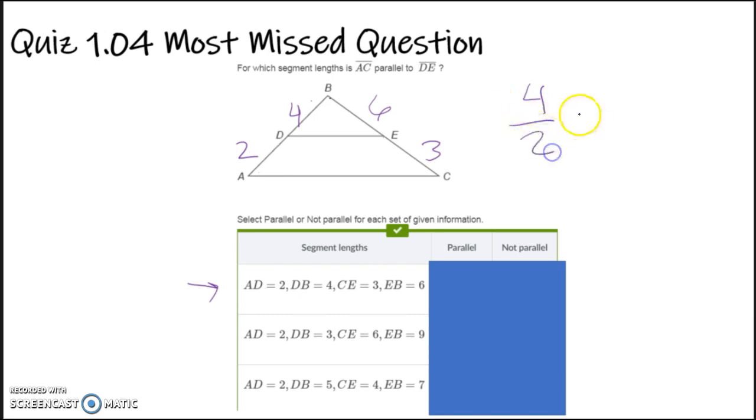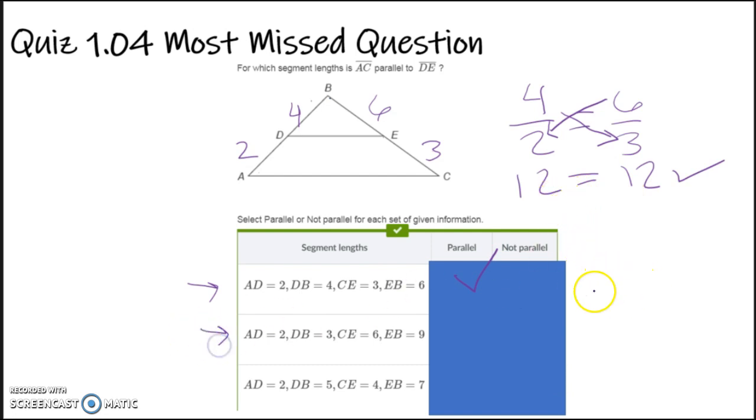4 to 2, top to bottom equals top to bottom on the other side. 4 over 2, that simplifies to 2. Let's just cross multiply. We'll keep it simple because we could just simplify those fractions, but let's cross multiply because that's what we'll do each time, even when they don't simplify nicely. 6 times 2 gives us 12. 4 times 3 gives us 12 as well. So yes, those lines are parallel because the proportions are equal on each side.